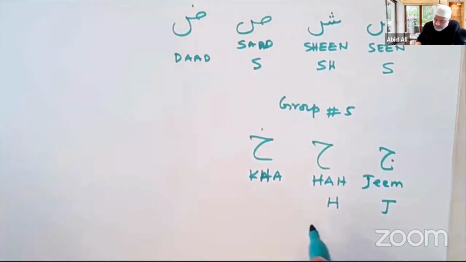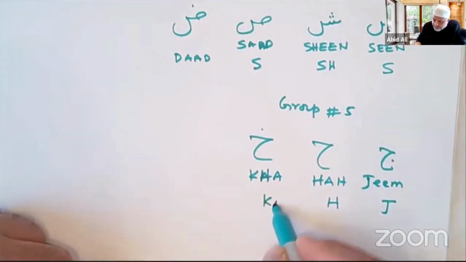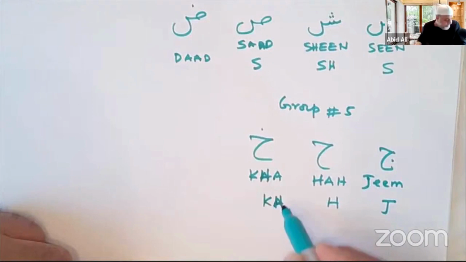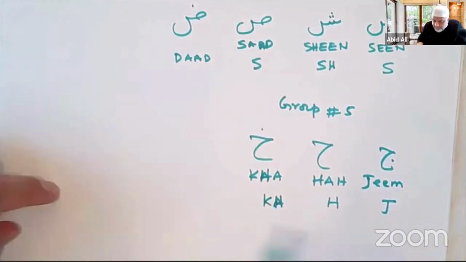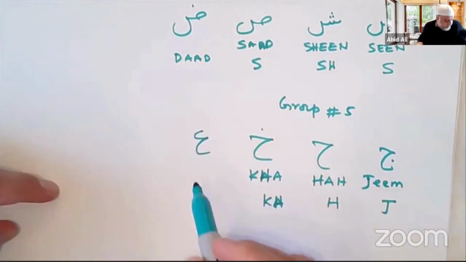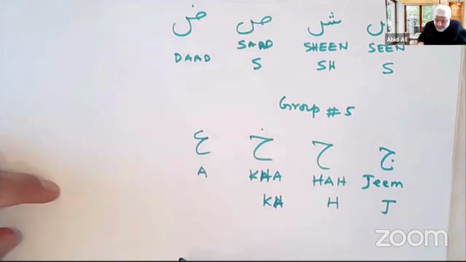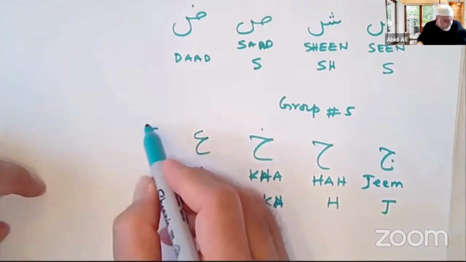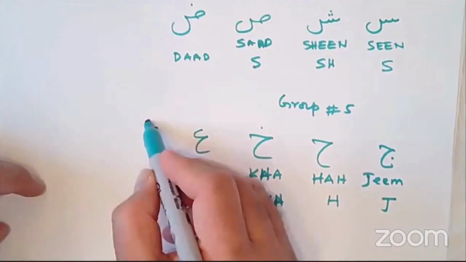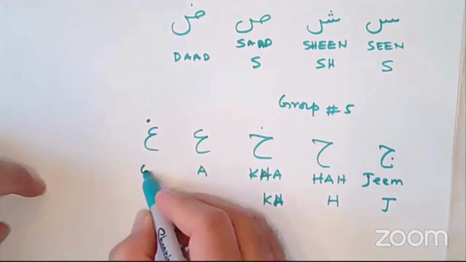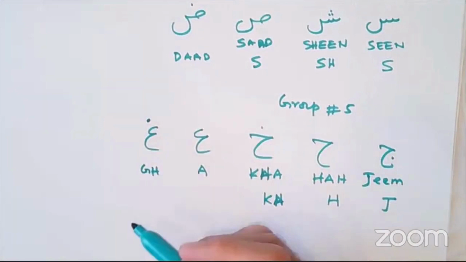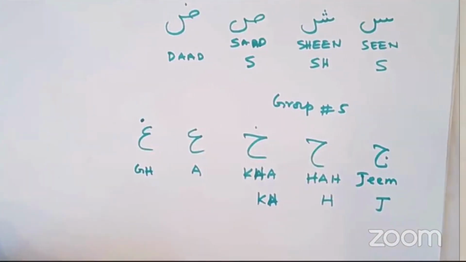So this will be KH. Then we have Ain, which is again something close to A. And then we have the counterpart, ghain, which is a GH sound. So far so good. Now, something called a short vowel.